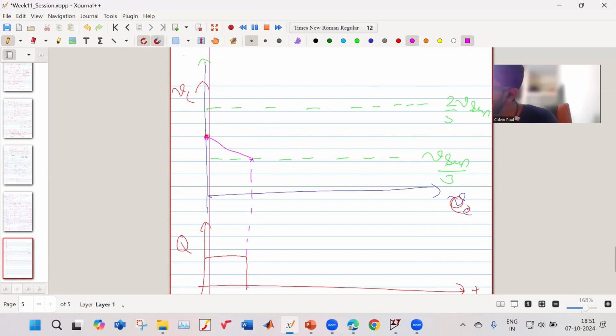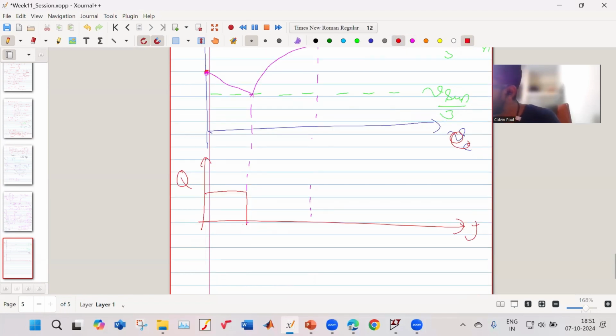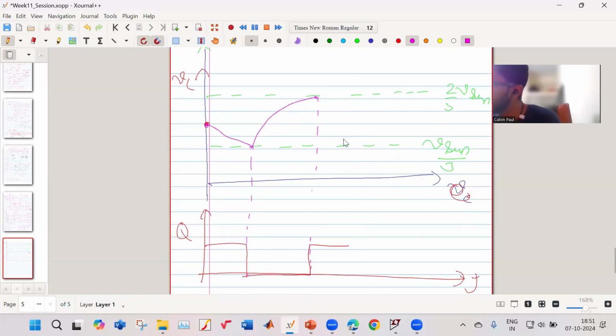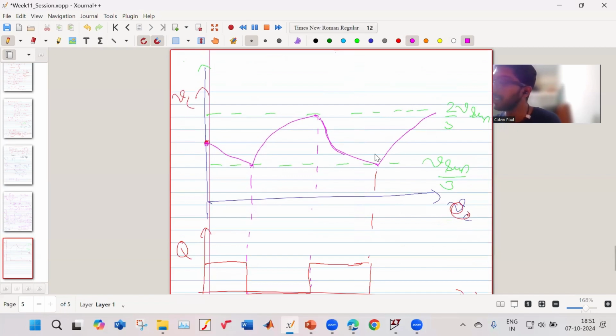When Q becomes 0, it will charge like this. And when it reaches this point, your Q will become 1. Again, it should discharge, so it will discharge like this. Then it again reaches this point, and your Q will again become 0. When Q becomes 0, it will again start charging. So this is how it goes.